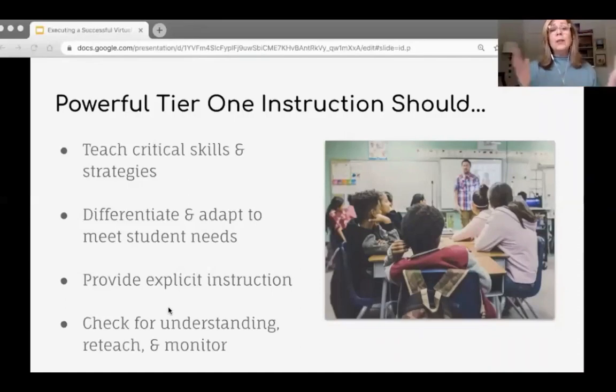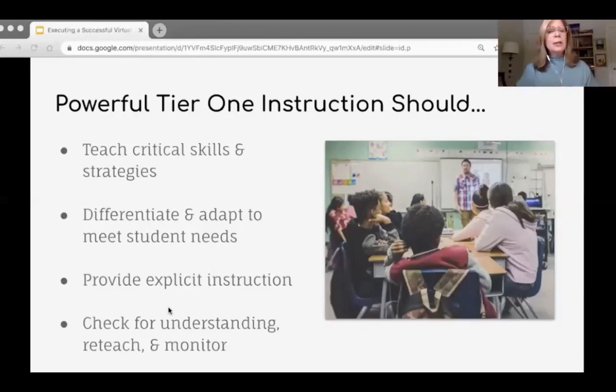So what are the characteristics of powerful Tier 1 instruction? Let's start with teach critical skills and strategies. Effective teachers teach skills, strategies, and concepts, right? Strategies empower students to independently tackle new concepts. Differentiate and adapt instruction based on assessment data to meet student needs. Effective teachers recognize that one size doesn't fit all and are ready to adapt instruction, both content and methods.